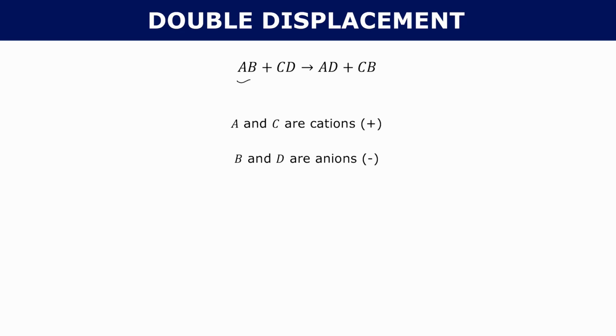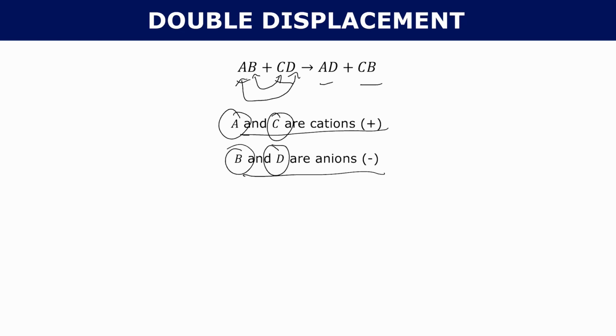In double displacement reactions, A and C are cations and B and D are anions. And if you realize, the reason the inners go with the inners is because both the inners are opposite. The inner is B and C. B is an anion and C is a cation. The outers, A and D: A is a cation, D is an anion. So you need a cation and an anion paired together. And again, this is all to balance out those oxidation numbers, those ionic charges.